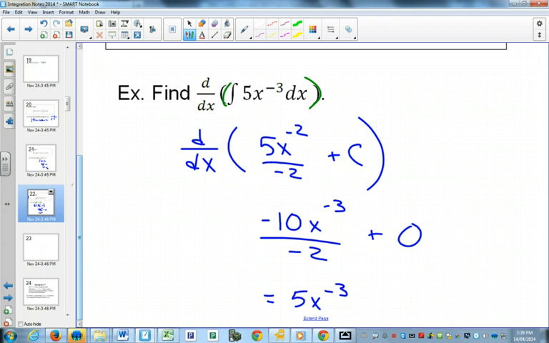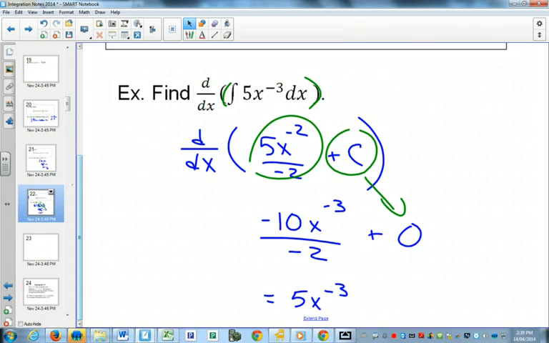Well, I had a plus c here, but when I do the derivative of this and the derivative of c, the derivative of c is 0. So there is no plus c in this case. Okay, I get it. Because we took the derivative last. When we integrate last, there's always a plus c.